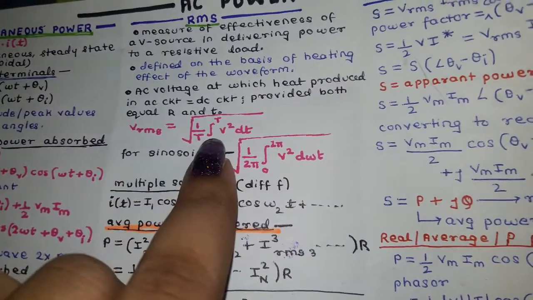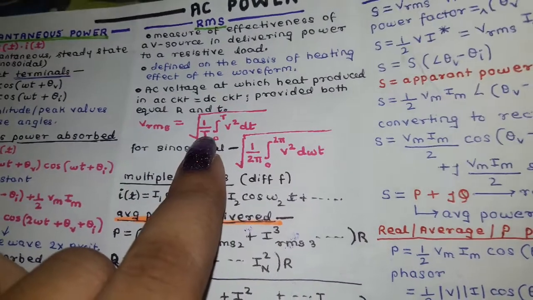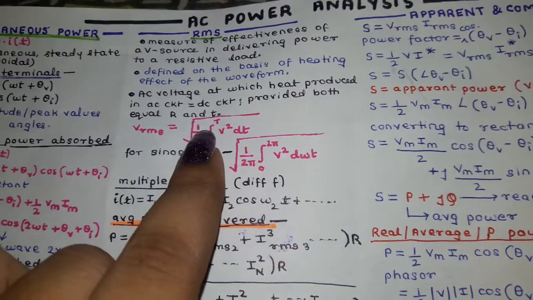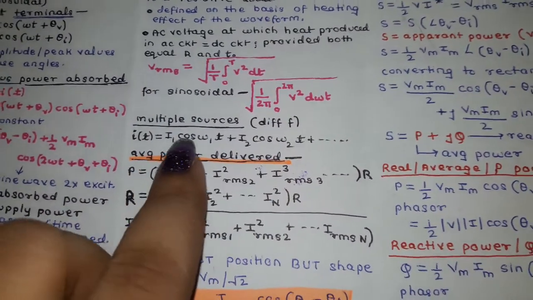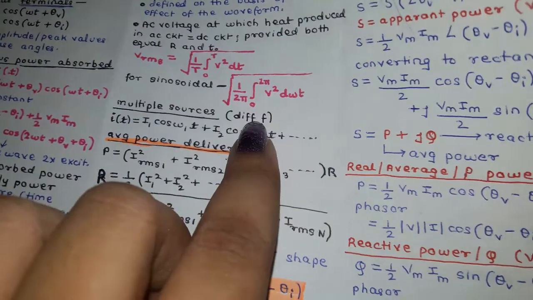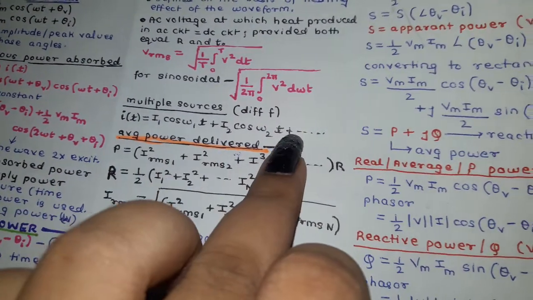And it is given by this particular general formula. And for sinusoidal waveform, this general formula converts to this formula. Let's suppose you have multiple sources of different frequencies, then this is how you calculate.